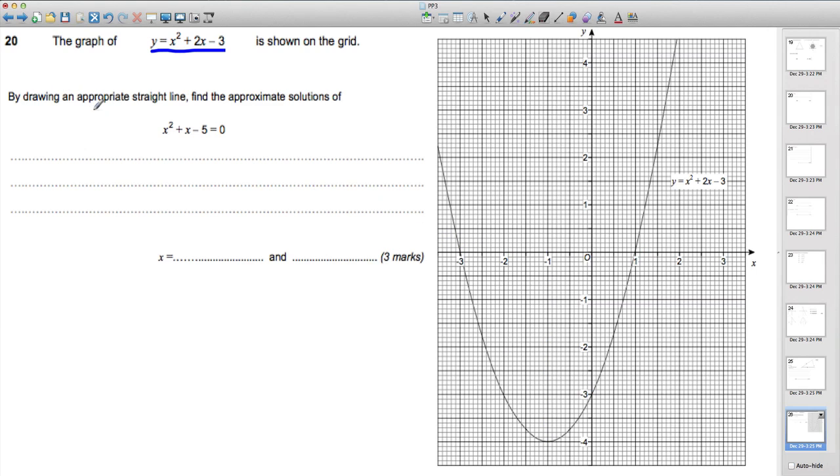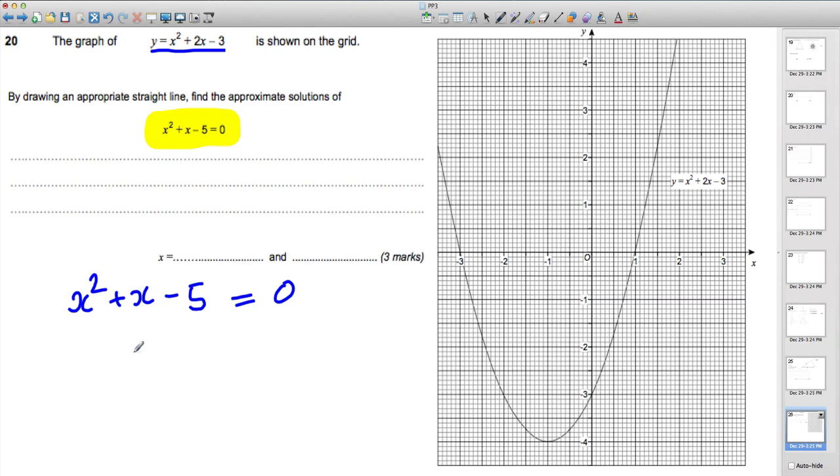By drawing an appropriate straight line, find the approximate solutions of the following. Now, this here has got nothing to do with this graph currently at the moment, nothing. We want to solve the equation x squared plus x subtract 5 is equal to 0.